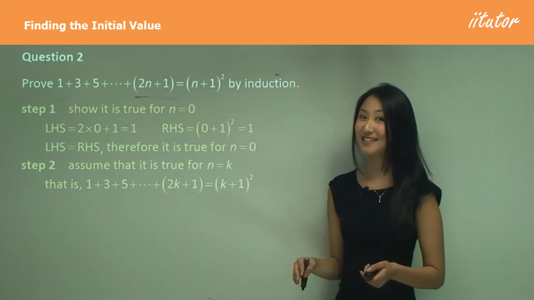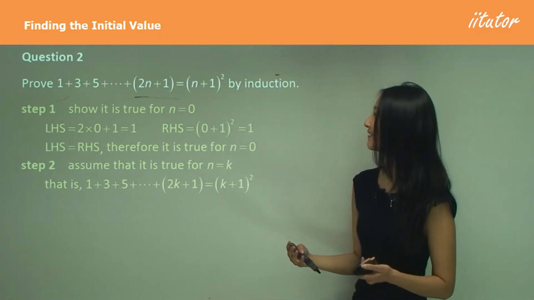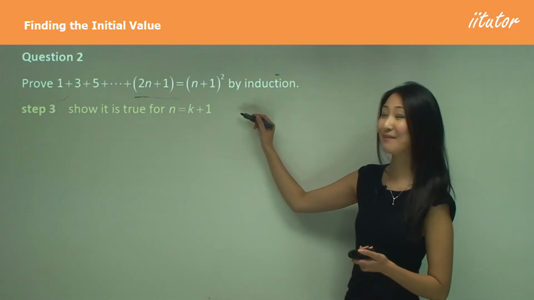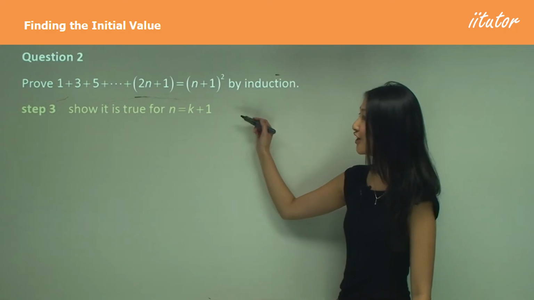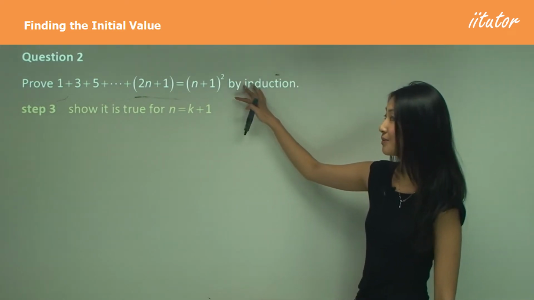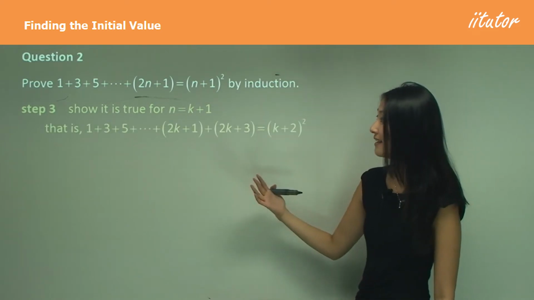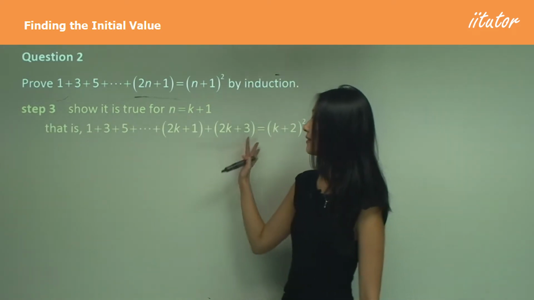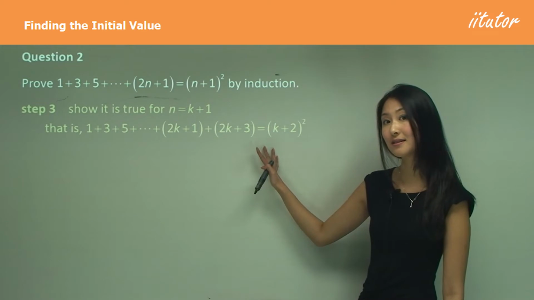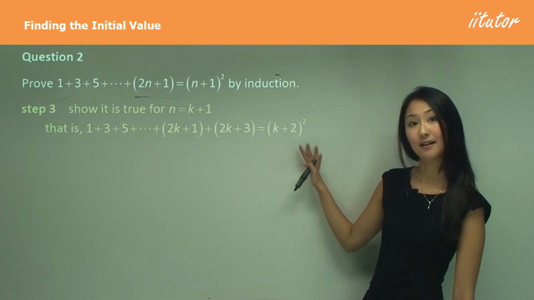And if you don't use that assumption, you know something's wrong. Okay, moving on to step 3. Now we want to show that this is true for n equals k plus 1. That is showing that this left-hand side equals this side, okay?